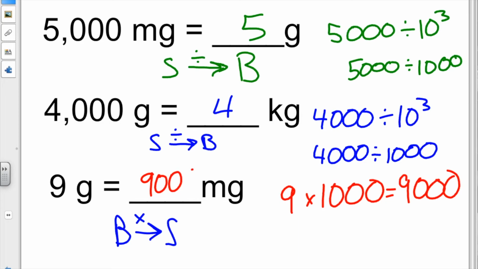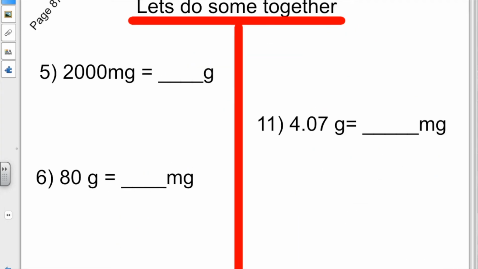Boys and girls, let's go ahead and do some of these together now. All right, on 873, number 5, we have 2,000 milligrams to grams. So milligrams are pretty small, going to grams, which are bigger than milligrams. So small to big, we multiply. So what are we multiplying by?